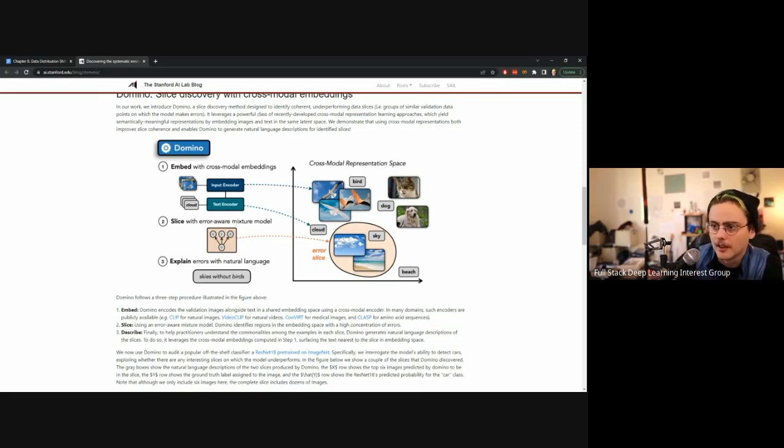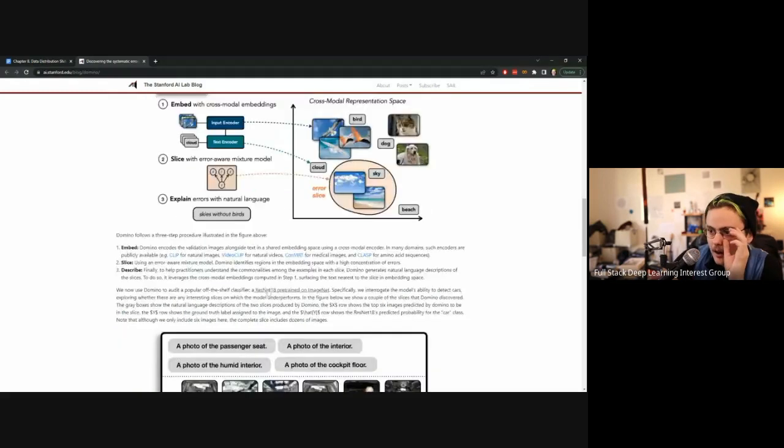And so it can say, in this example, your model is failing on pictures of the sky that have no birds in them. It uses encoders like CLIP and VideoCLIP to encode things into this representation space. You don't necessarily have to train these yourself if you're working on a widely used domain.